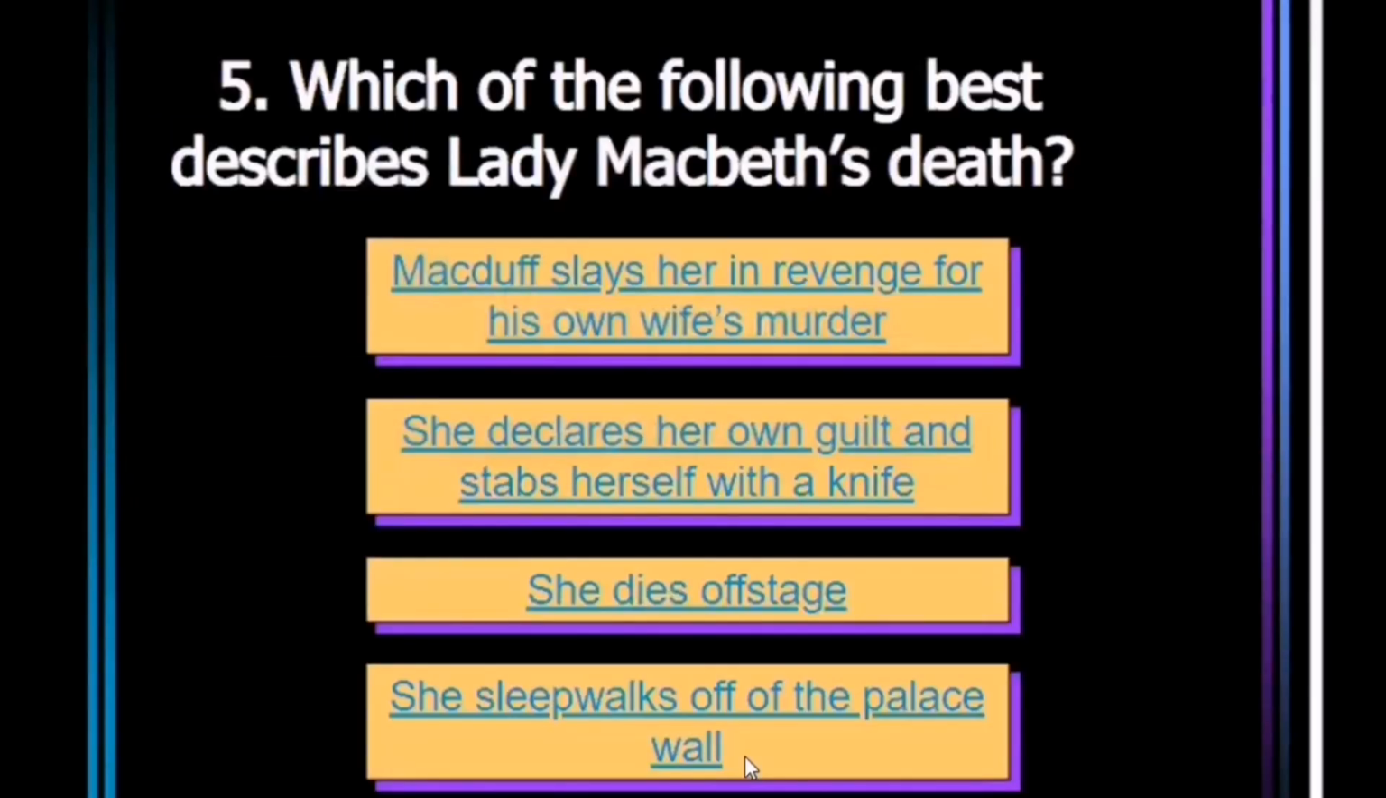Which of the following best describes Lady Macbeth's death? Macduff slays her in revenge for his own wife's murder. She declares her own guilt and stabs herself with a knife. She dies off stage. She sleepwalks off the palace wall. Yes, here is the answer of question number 5.